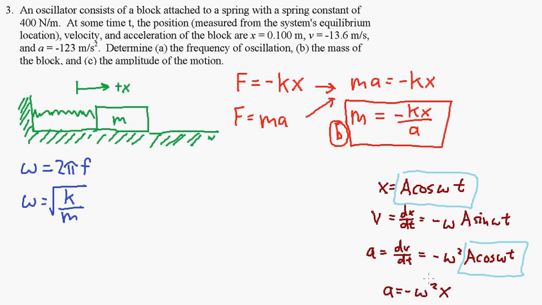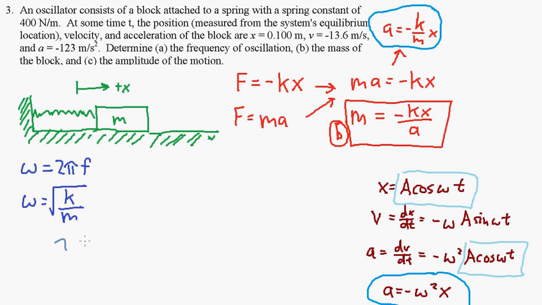And we also had a equals negative k over m times x. So by inspecting this and this, you get to this: omega squared equals k over m, okay?